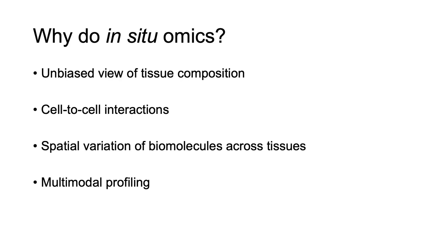By retaining spatial information, you can also look at cell-to-cell interactions based on proximity and making computational inferences from the data. Of course, you can also look at spatial variation of biomolecules across tissues. You can look for concentration gradients of morphogens or anything like that over a developing sample. And for me personally, the most exciting thing you can do is start to combine many of these assays into the same measurement to look at multimodal pictures of the same tissue. You can look at how morphology and transcriptomics are linked in the same cells.